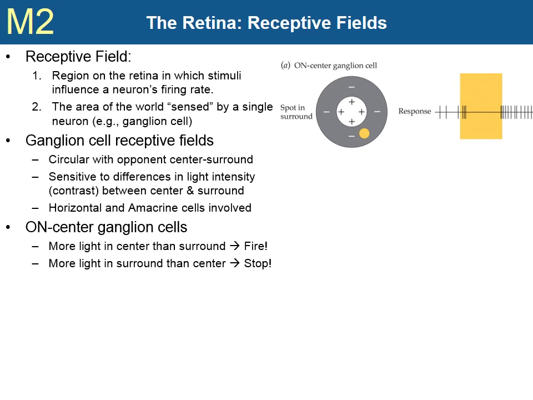Now see what happens when the light is presented into the surround. There are very few responses in the yellow shaded area when the light is on the surround, but then a burst of responses when the light is turned off. The decrease in light in the surround caused the neurons to fire.